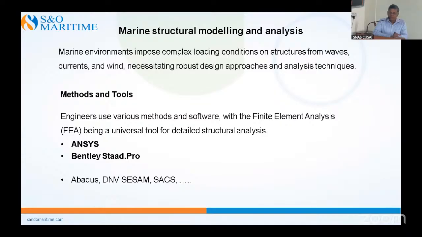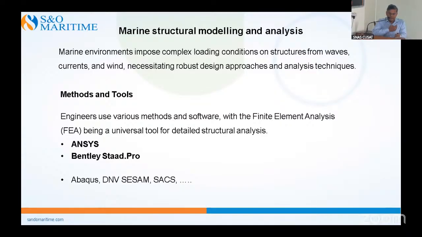In today's scenario, what we are doing in structural modeling is basically FEA, finite element analysis. That's what we are more concentrating on. And from what I see in the industries, we are more software oriented in design. Of course, it's very easy, convenient, and less time consuming. Software like ANSYS and Bentley STAAD.Pro is something we use in our company. Mostly ANSYS for the plate structures and Bentley STAAD.Pro for stick model frames, beams and all. Other software like Abaqus, Sesam, SAX is also being used by many industries. But mostly we are working in a software environment.